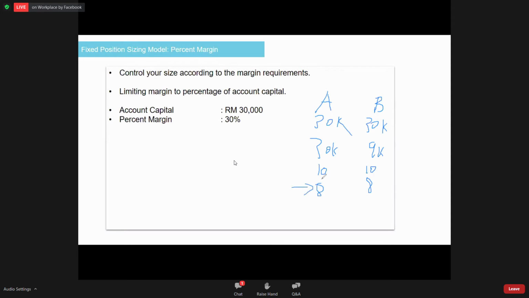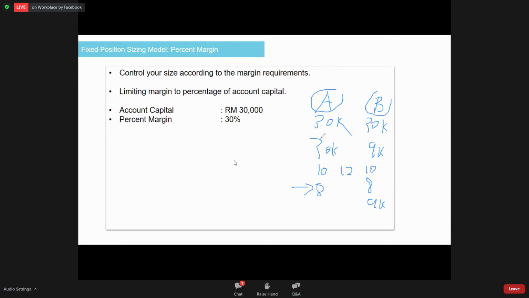When the price has already dropped 20%, trader A definitely can't do anything because he has utilized all his capital. But trader B can buy another 30% if he wants. So he can actually buy another 9K at 8 cent. So the first sizing is at 10 cent, the second sizing at 8 cent. Then let's say the price rises to 12 cent.